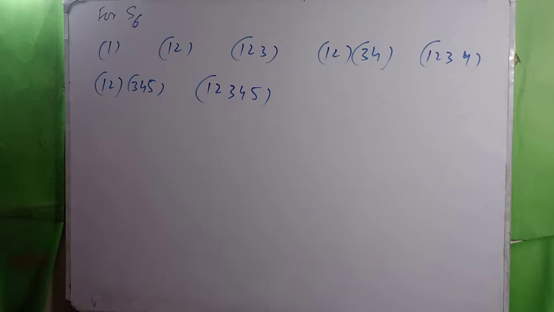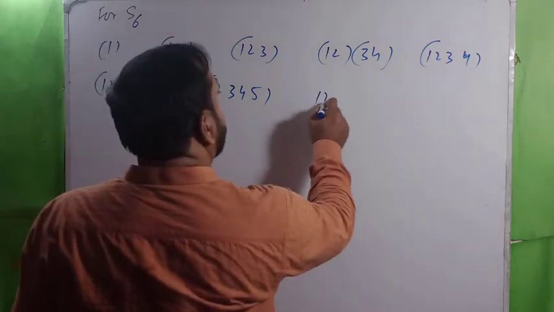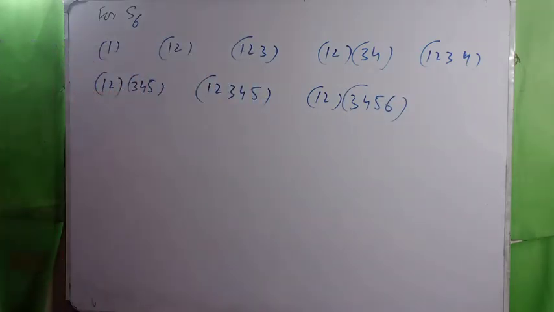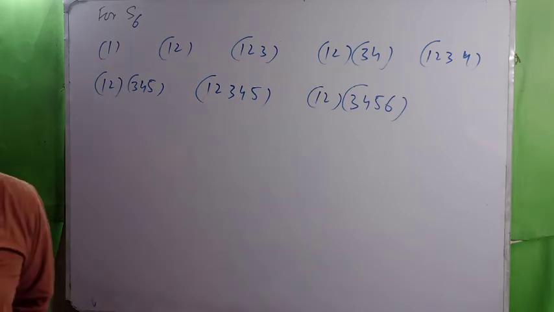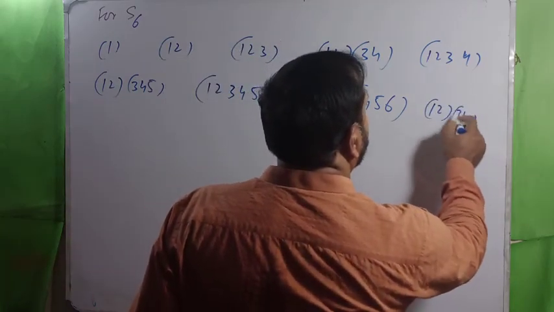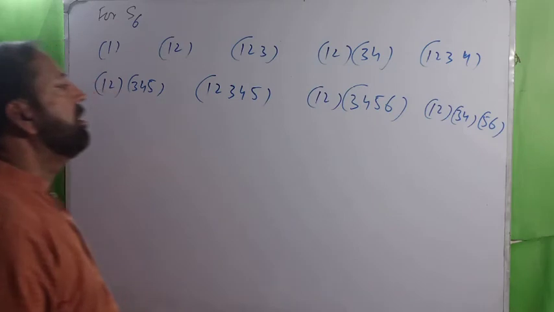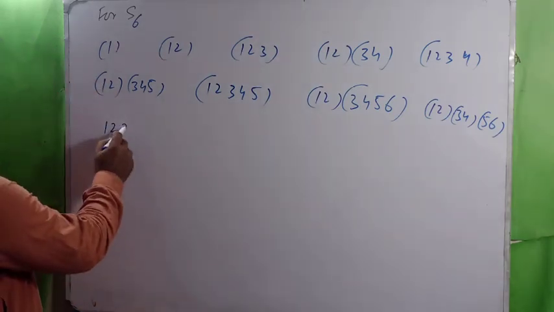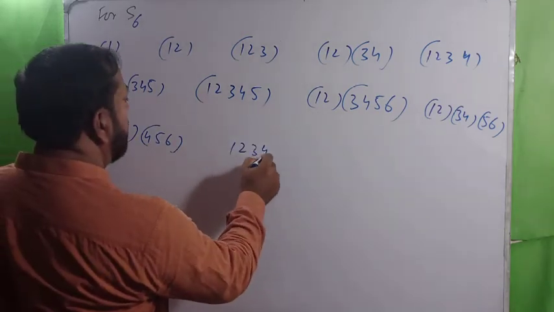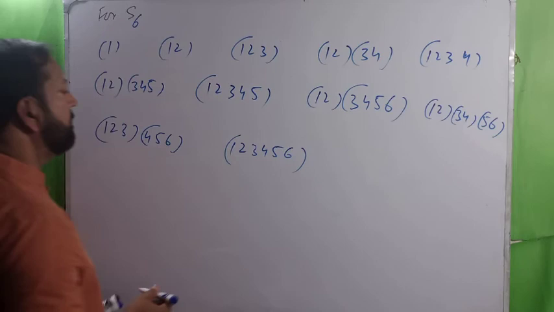So then after you can write the next type of cycle structure, the same way, with six positions. This is another type. And then another, and last would be the final one. Yes.